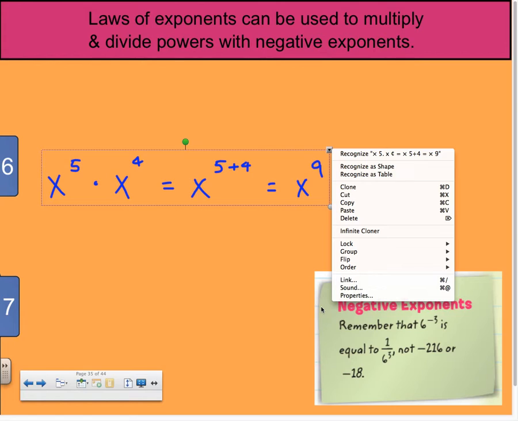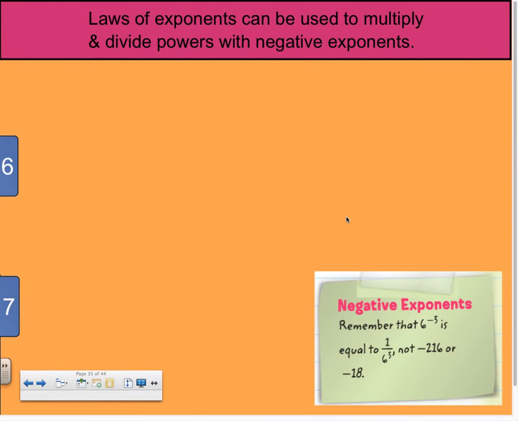Let's take a look at a first example. So example 6. If I have 5 to the 3rd times 5 to the negative 5th, this would be product of powers. I've got the same base. They're being multiplied. So what do I do with the exponents? I add them. Very good.